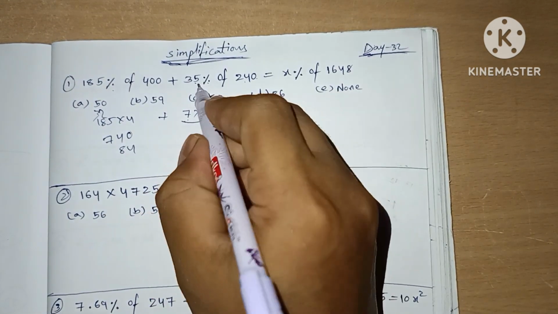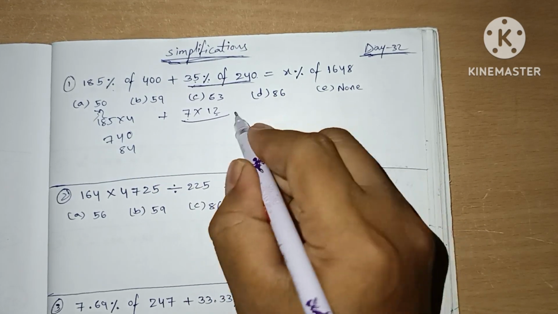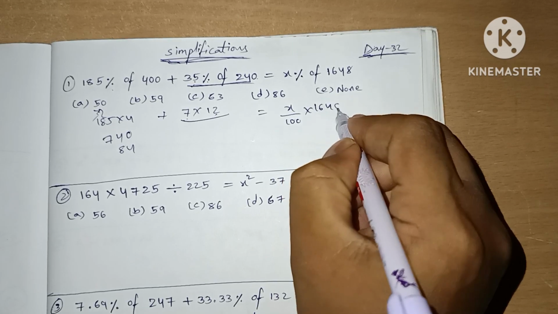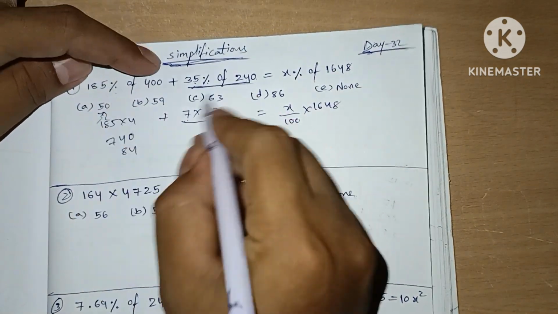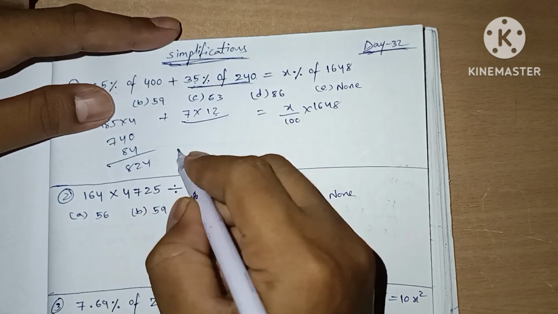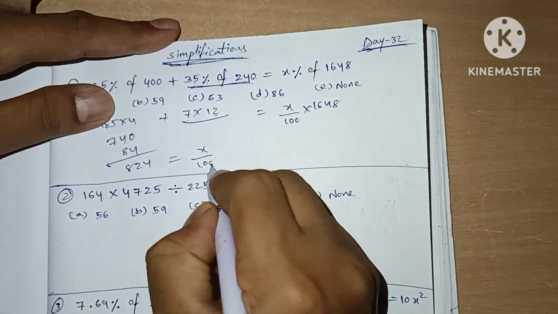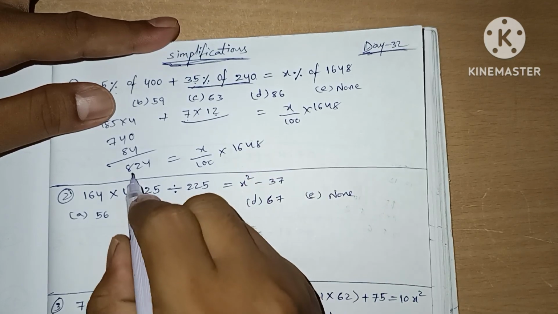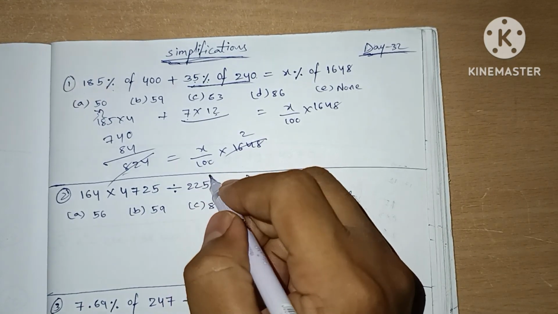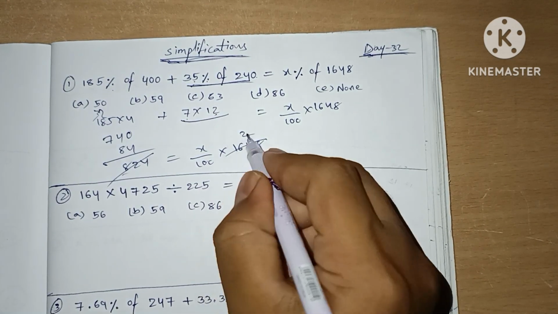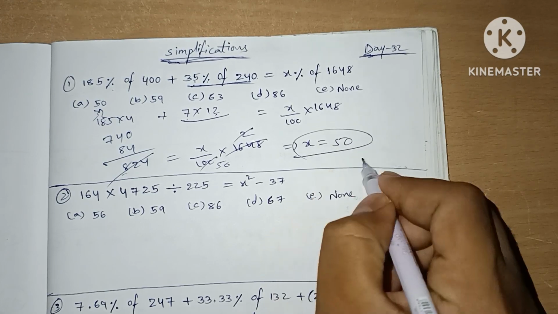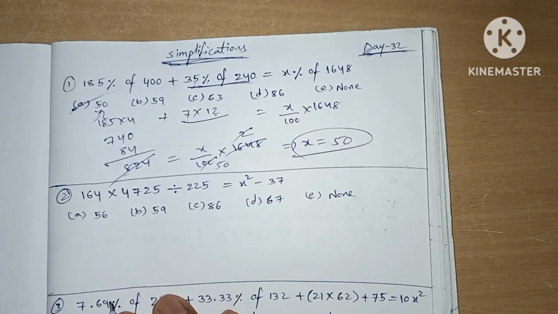84 for this one, whole equals to x divided by 100 into 1648. So on this side we get 740 plus 84, which means 824. 824 equals to x by 100 into 1648. 824 2 times is nothing but 1648. So we have 50 times. So x value will be 50. Option A is our answer.